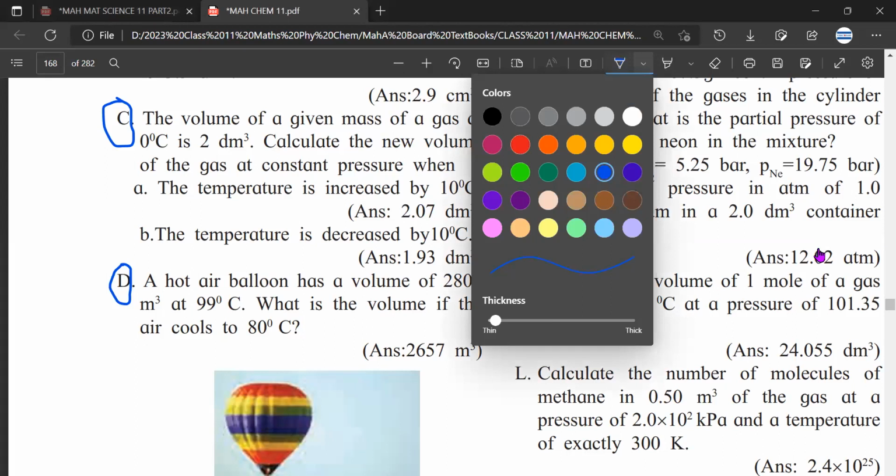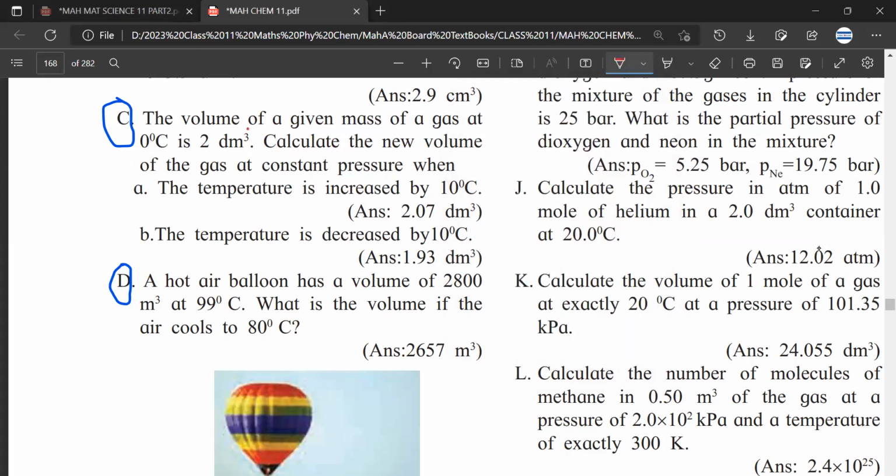So Avantika, this is the first numerical, volume of a given mass. Now, there'll be two kinds of numericals. In the first numerical, they will say the volume of a given mass of a gas at 0 degrees Celsius is 2 decimeter cube. Calculate the new volume of the gas at constant pressure when the temperature is increased by 10 degrees Celsius.